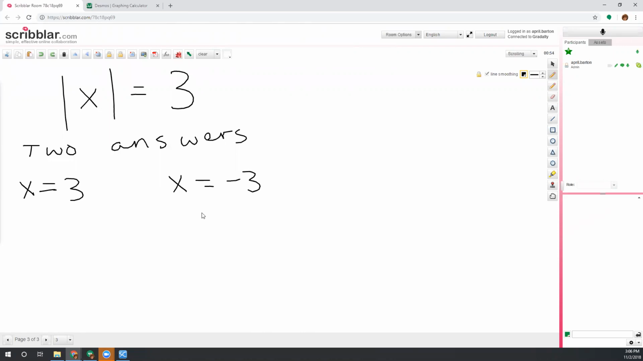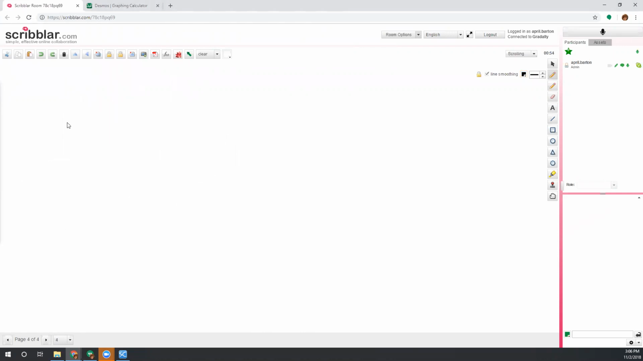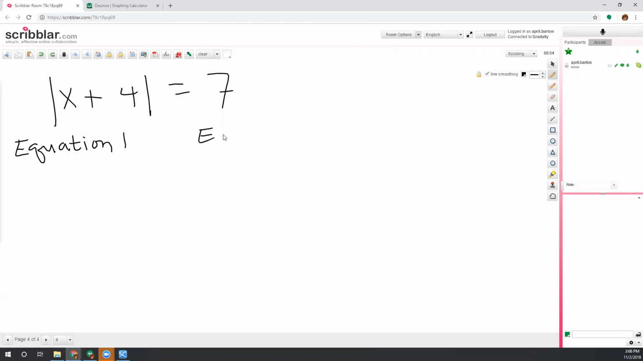So when you're working with an equation that has a little more to it, or you might have to do some opposite operations, you're going to have to actually write out two separate equations to get your two answers. Let's make it a little more complicated. So if you have something like this, absolute value of x plus 4 equals 7, you have to actually write out two separate equations to solve this. And you don't have to write the words equation 1 or equation 2. This is just to show you, there's actually two equations here.